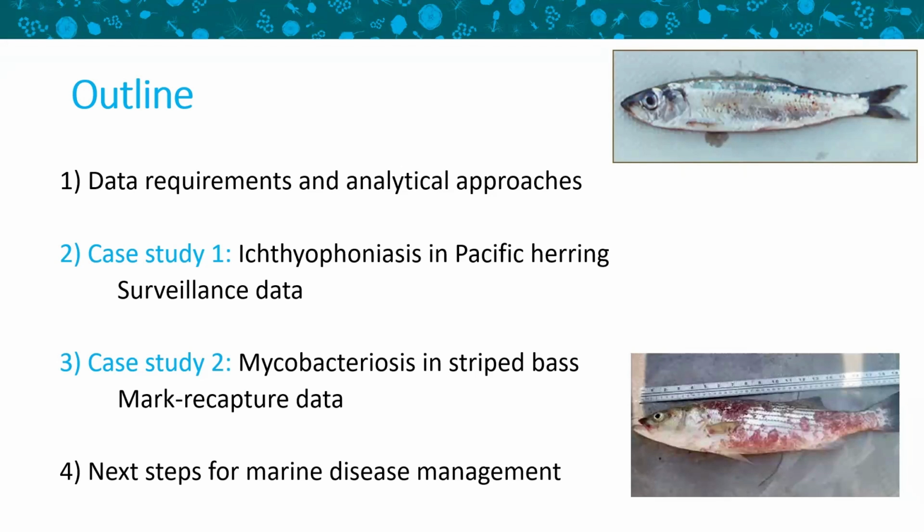It affects many different species. And then the second case study might resonate with you all in the Chesapeake, because that's where we're seeing a lot of it, and that's mycobacteriosis in striped bass. And these case studies will emphasize different types of data, either surveillance data or mark recapture data, and how they can be used to make inference about different processes. And then finally, I wanted to just talk about what I think are the next steps for marine disease management and how to keep moving this field forward.